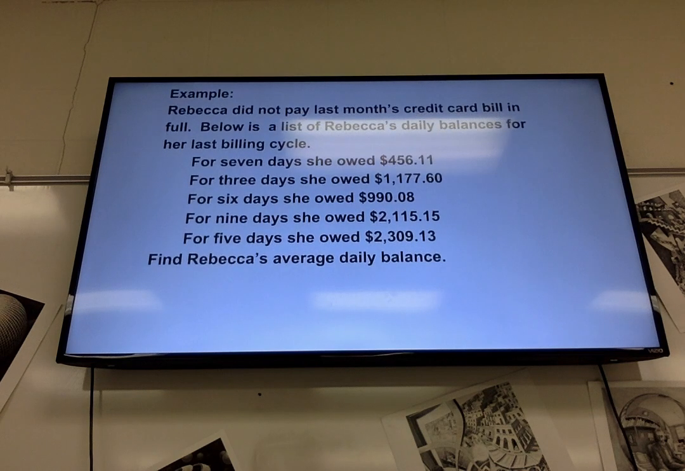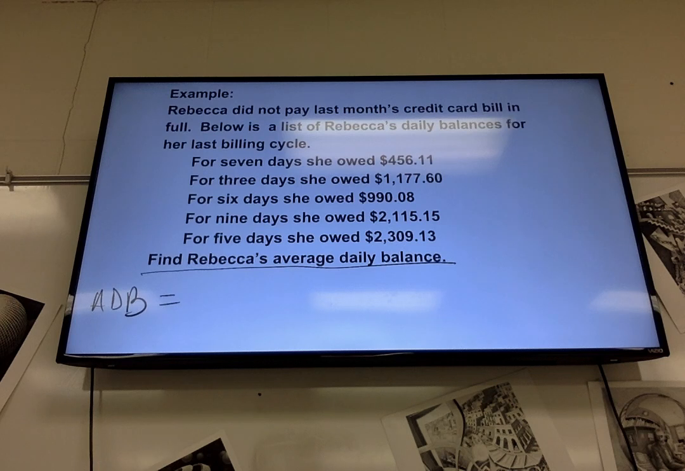So we've got Rebecca, and she did not pay last month's credit card bill in full. If this had started off with the statement, Rebecca paid last month's credit card bill in full, then she wouldn't owe any interest on this next month's bill. Not until she doesn't pay it on time. Pay the full amount on time. They didn't say that, but if it did, then there wouldn't be any interest charges. So, this one is asking us to find her average daily balance.